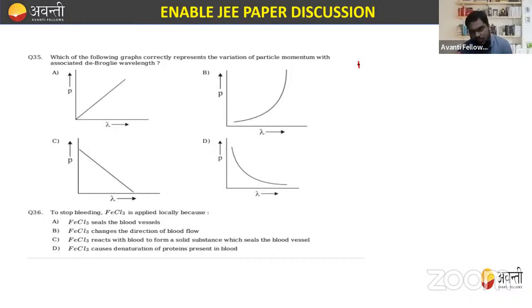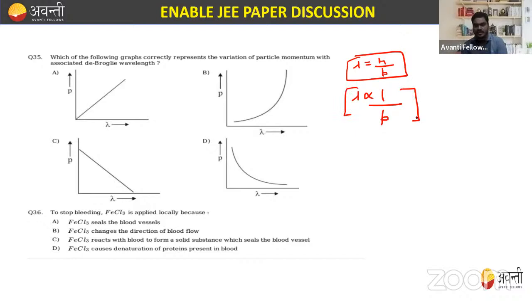We all know what the de Broglie wavelength is, beta. That is lambda is equal to h upon p. It means according to de Broglie, wavelength and momentum are inversely proportional to each other, right? Wavelength and momentum are inversely proportional to each other.